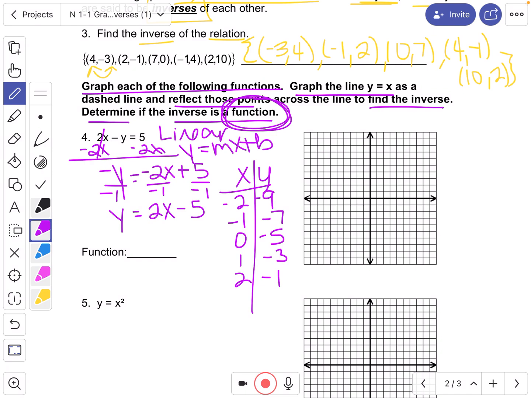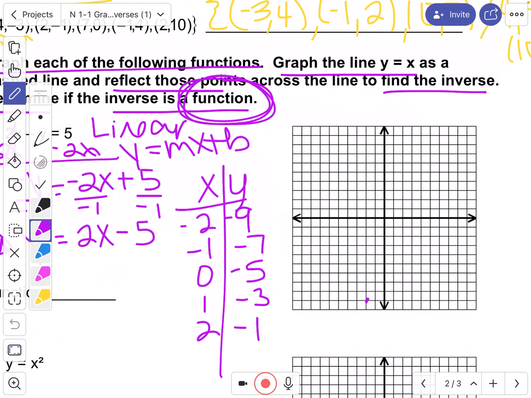Okay, so after we find those, we're going to go ahead and graph it. We could also, since this is in slope-intercept form, use our slope and y-intercept to graph it. So if you didn't want to use a calculator, you can still get that graph. So -2, -9, -1, -7, 0, -5, 1, -3, 2, -1. Remember I said on the other ones, make sure that you connect your points, but make sure to extend it throughout your graph.